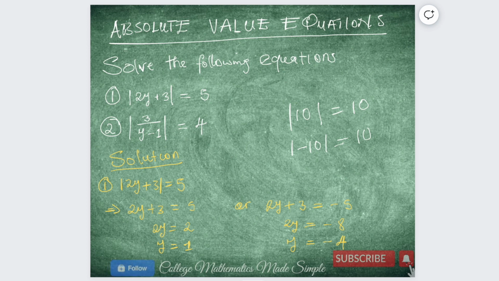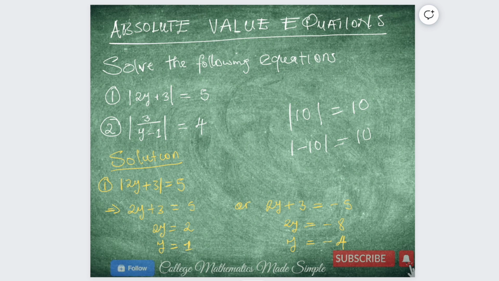Having said that, given that |2y + 3| is equal to 5, it implies that the input, which is 2y + 3, can either be positive or negative. So that is why we are saying 2y + 3 is equal to 5. Then we can subtract 3 both sides so that 2y is equal to 2, divide throughout by 2 so that y is equal to 1.